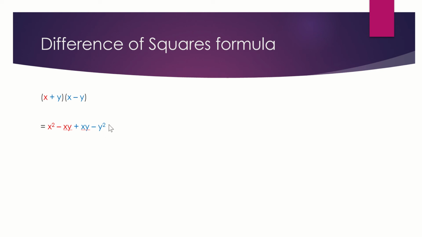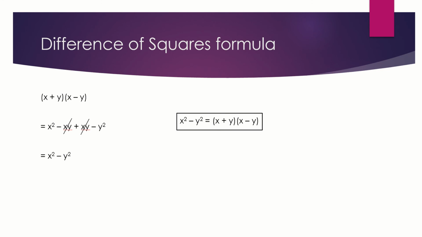So now notice what happens here. You have a negative xy and you have a positive xy, and those two cancel out. So what you end up getting left over with is x squared minus y squared. So that is going to be a difference of two squares. That's why it's called the difference of squares formula. So this is the formula we're going to be working with today. It's true that x squared minus y squared is equal to x plus y times x minus y.